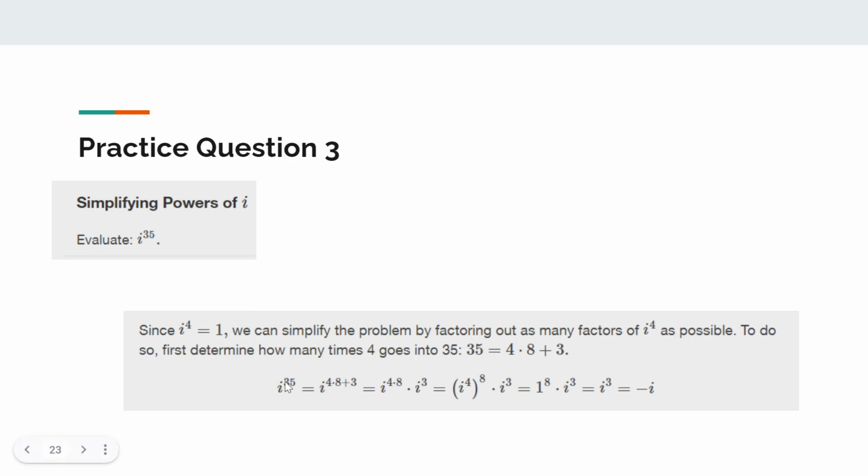So i to the power of 35 is equal to i to the power of 4 times 8 plus 3. So i to the power of 4, to the 8th, times i to the power of 3. So this whole thing right here is just 1. So we just have to know what i cubed is. And i cubed, we know that it's negative i. So that's our solution right here.